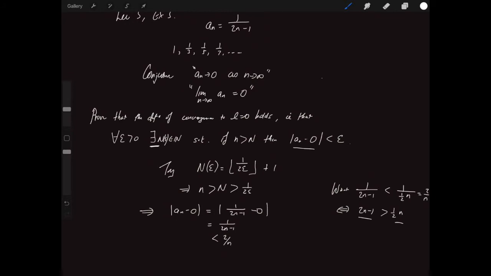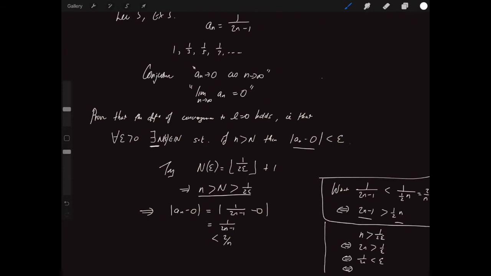And I know that n is greater than 1 on 2 epsilon. So what do I know? This is a little aside here. If n is greater than 1 on 2 epsilon, what do I know about 2 on n? Well, let's see. It tells me 2n is greater than 1 on epsilon. This tells me 1 on 2n is less than epsilon. That tells me 2 on n is less than 4 epsilon.